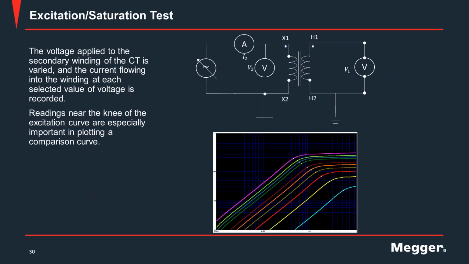Okay. Now, another test for the CT is the saturation test. When we do the saturation test, we apply the voltage on the secondary side of the CT, as you can see here, and the current flowing into the winding at each selected value of voltage is recorded. Right? So we have a voltmeter here, and also we measure the current here. And we read the knee of the excitation curve, which is especially important in plotting the comparison curve, as you can see here in this example.